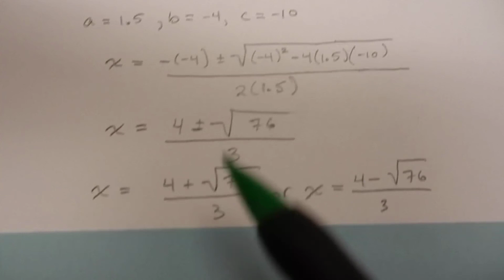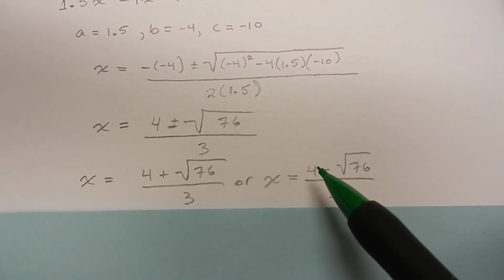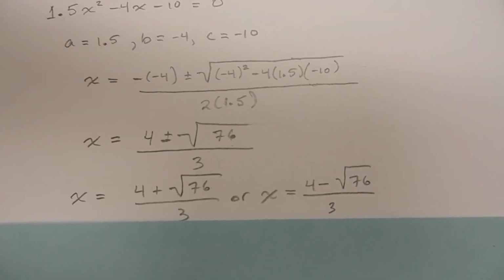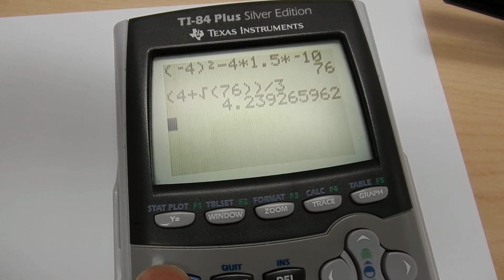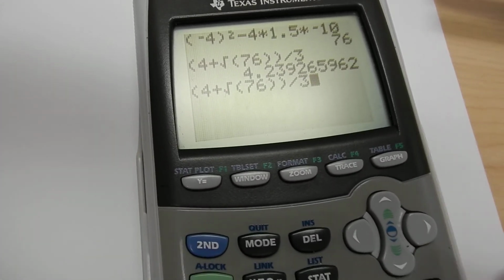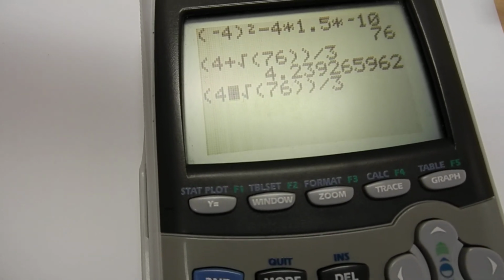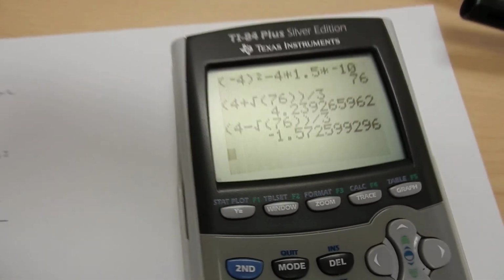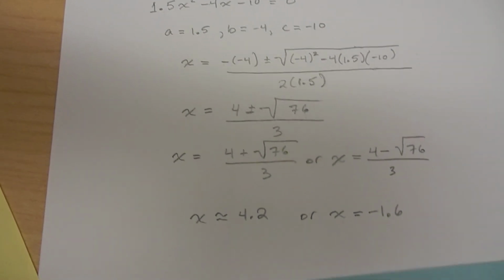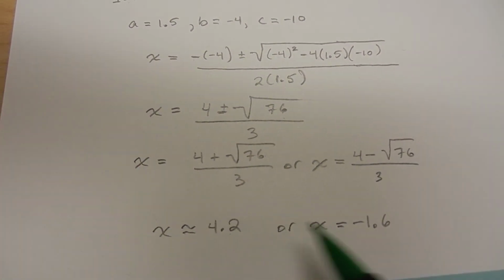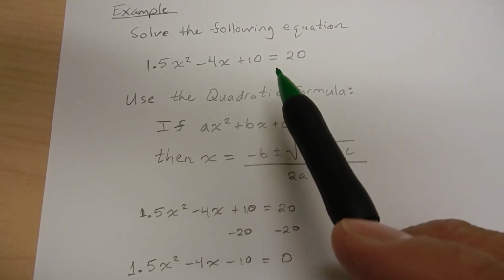So we have two values here. We have 4 plus square root of 76 over 3, or 4 minus the square root of 76 over 3. So we did one of them. Let's go do the other one. I'm going to use my entry feature. I hit second enter. Second enter helps me manipulate previous entries. So I'm going to change that to subtraction, hit enter, and negative 1.6 we'll call it. Negative 1.6. So two answers here, 4.2 and negative 1.6, satisfy this original equation here.